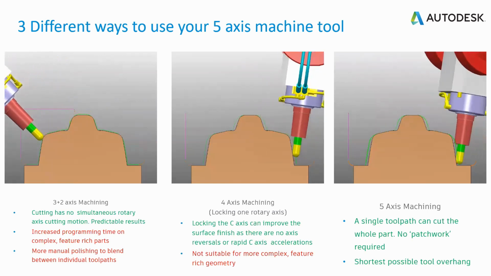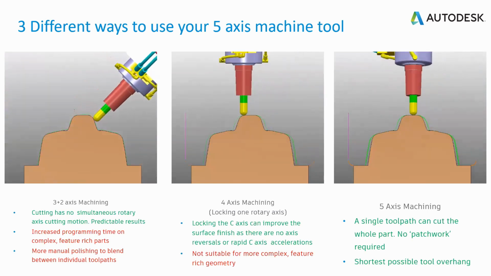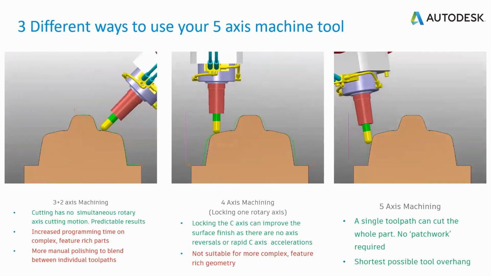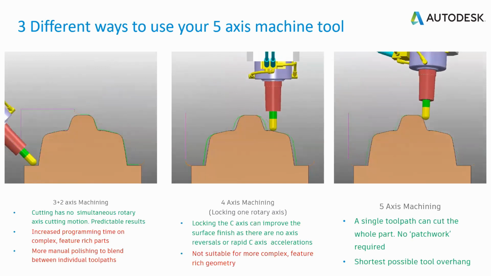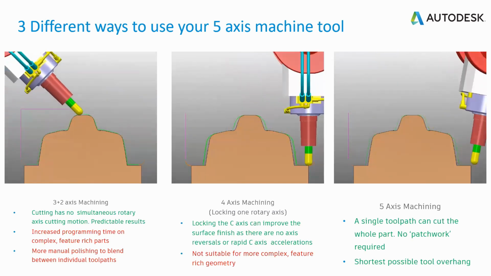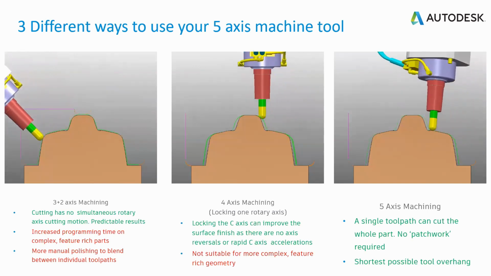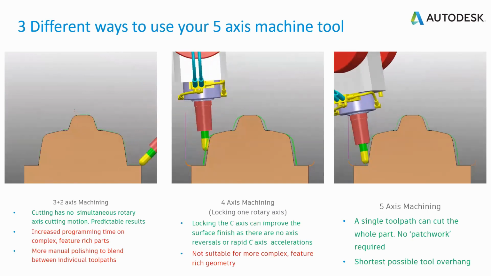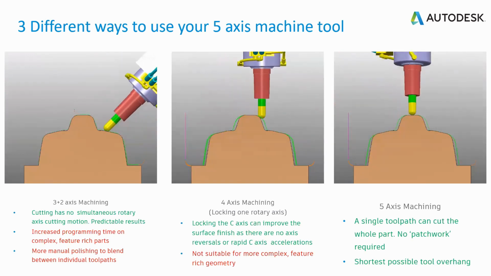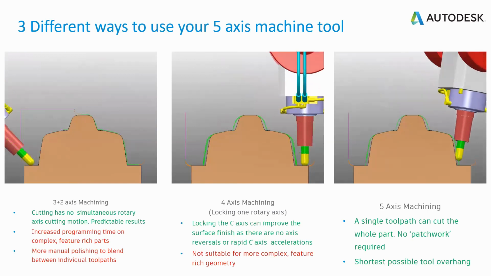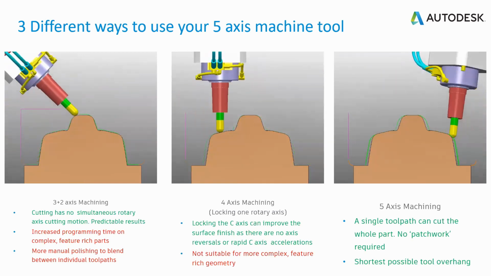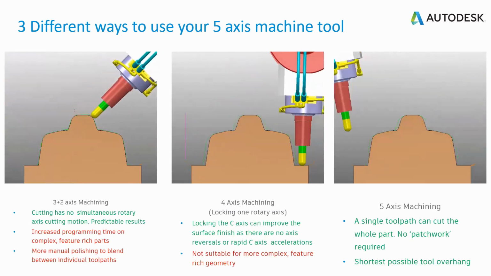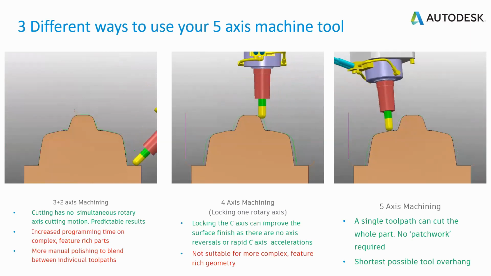And the final one is 5-axis continuous machining. We are utilizing both rotary axes to make 5-axis simultaneous movements. Because of this, there will not be any blend marks, so there is no requirement for polishing. By using all the 5-axis movements, we can cut feature-rich parts with the shortest possible tool overhang. So, based on these 3 different techniques, we can choose the best way of machining as mentioned here.